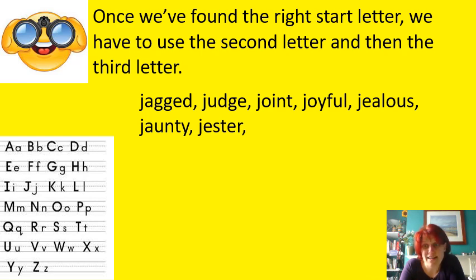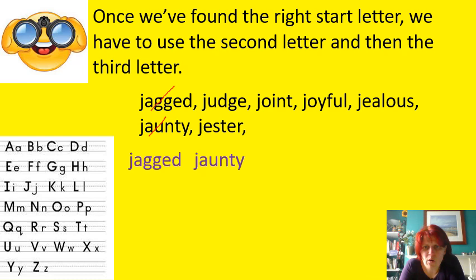Let's look at the third letter. So we've got J-A-G and J-A-U. Which one comes first if I organise them by alphabet? Well, I have to look at the third letter, and G comes before U in the alphabet. So it's going to be jagged and then jaunty. Let's have a look. So I've ticked off both. Done both of those. Jagged and jaunty.